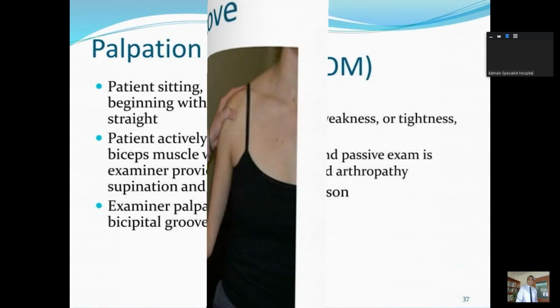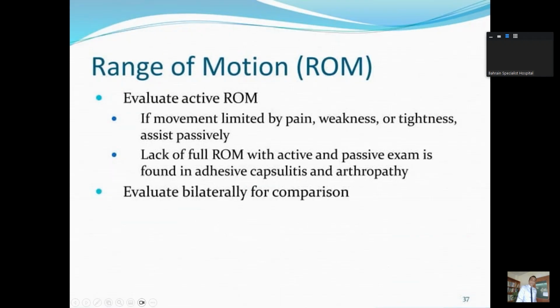So bicipital tendon groove, bicipital groove tenderness will be present in such cases. Next is the assessment of range of motion. So evaluation of range of motion. If the movement is limited by pain, weakness, or tightness, you have to do passive range of motion. Lack of full range of motion is both active and passive. Passive is associated with adhesive capsulitis.